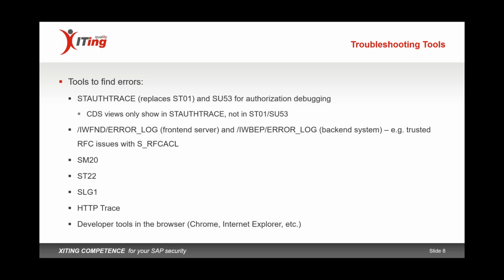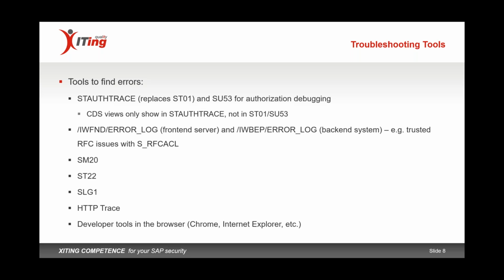What's important for those of you that are not aware of STAUTHTRACE and are still using ST01 trace: with Fiori, we are kind of forced to use STAUTHTRACE because those CDS views and the problems with CDS views only show up in STAUTHTRACE and not in ST01 or in SU53. So if you're still using ST01 and you don't use STAUTHTRACE, it's a good time to really make the move and go to STAUTHTRACE. It's also a global trace.